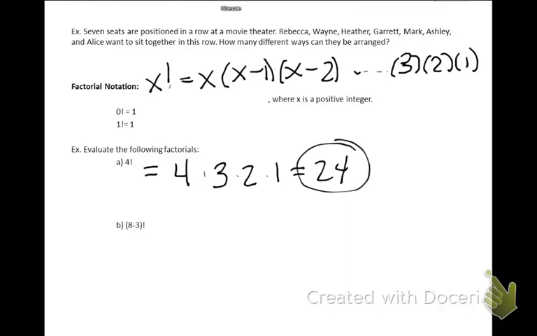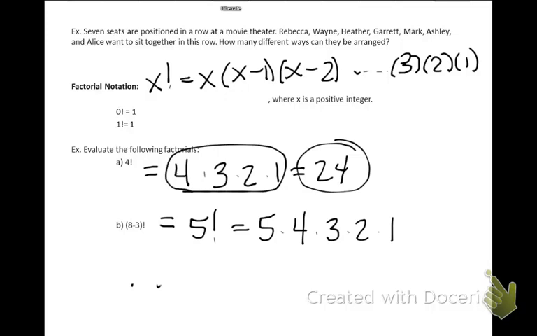If there are other things to be worked out, such as a parenthesis ahead of the factorial, you want to subtract first. 8 minus 3 is 5 factorial. This does not equal 8 factorial minus 3 factorial. Factorials are not distributive. 5 factorial says start at 5 and multiply till you hit 1. But hopefully you notice that 4321 is the same thing.